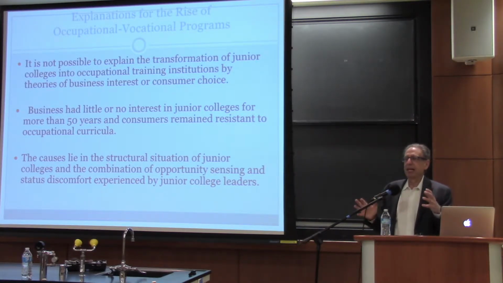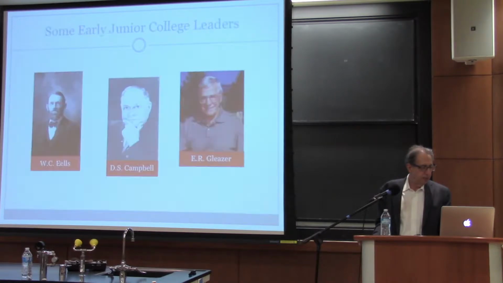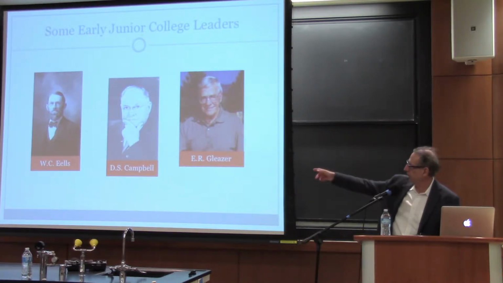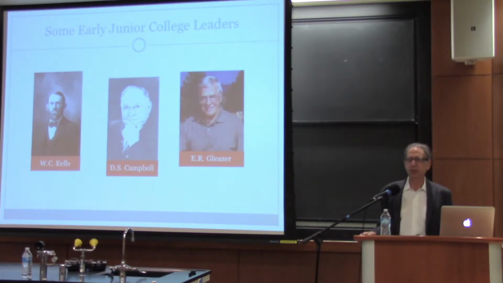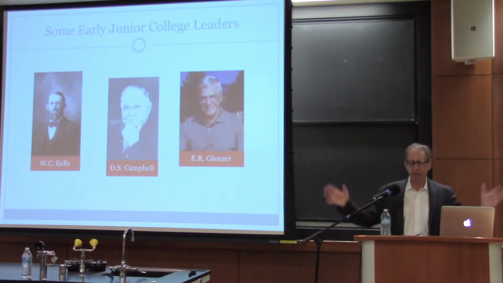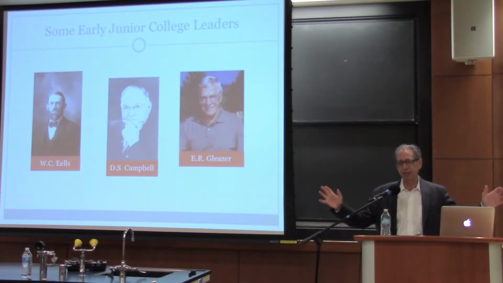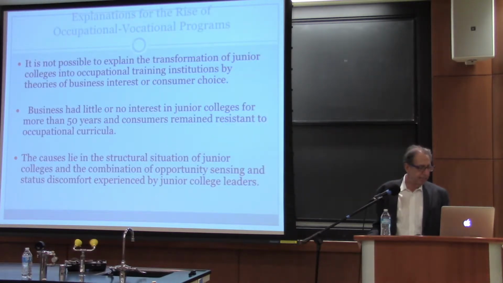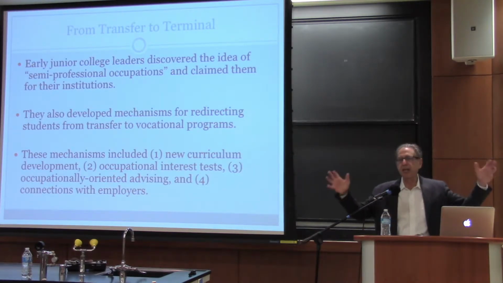What happened was that the community college leaders, and we call them the community college Vanguard, here are some of the early leaders of the community college movement. This guy is Walter Crosby Eells. This guy is Doak Campbell and Edmund Gleazer. I could not find a picture of the other guy who was very important, Leonard Koos. Not important to remember those names necessarily, but they saw that they were in a structural position.